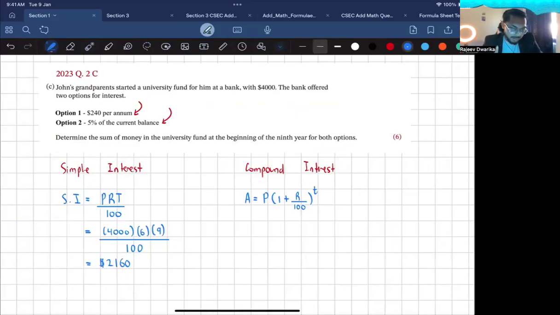And Aliyah, let me do compound interest now. So Aliyah, you need to understand something. In the compound interest formula, when you find A, isn't the interest, is the what amount?